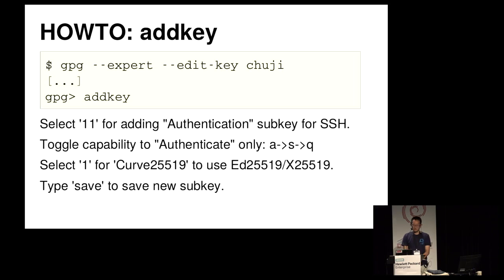And then you toggle the capability to authenticate only. To do so, A return, S return, and Q for quit. Then select 1 for Curve 25519, to use ED25519, and type save to save the new subkey. That's the command line interaction.